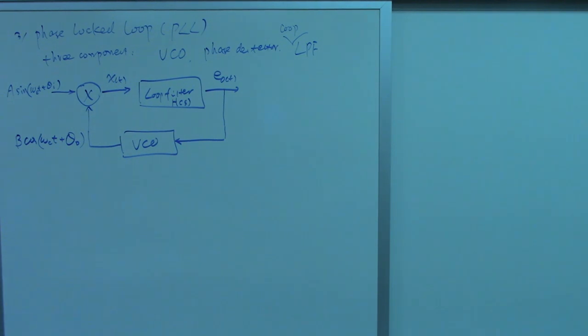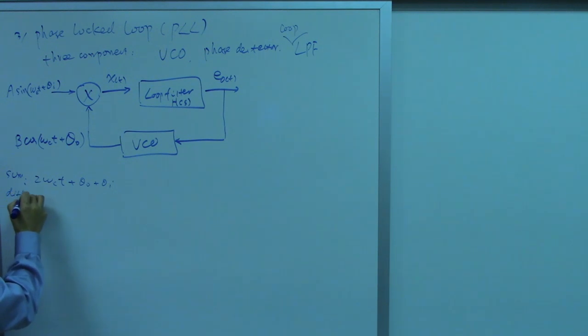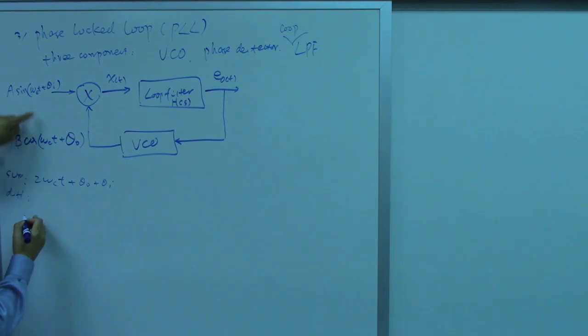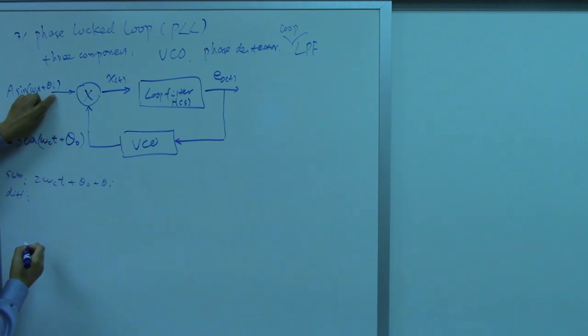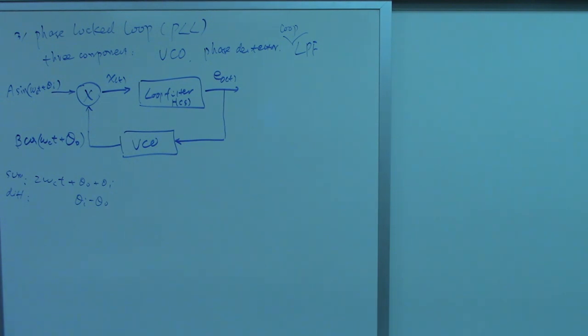How does this work? Now, these two multiply together. From the trigonometry identity, we have two terms. The first one is the sum, which gives us 2 omega CT plus theta O plus theta I. And there's the difference, this one minus this. These two cancel, and we have only theta I minus theta O left. So we have this term and this term at the output of the phase detector.